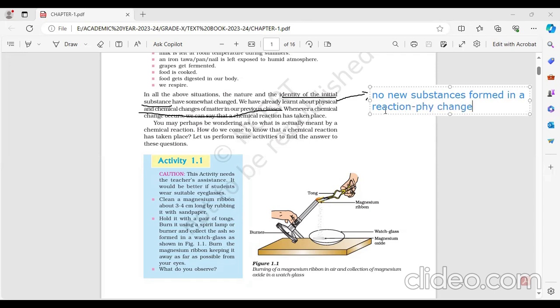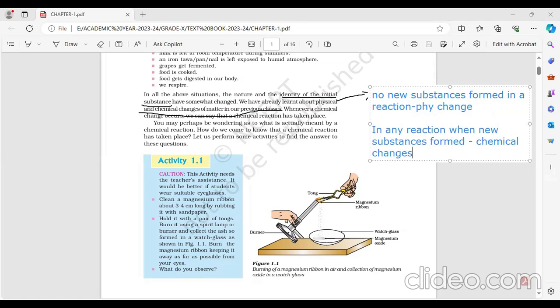And if new substances are formed in any change, in any reaction, that is an example of chemical change. So these are the definitions that you should remember about physical change and chemical change. I hope you understood, right? Fine.